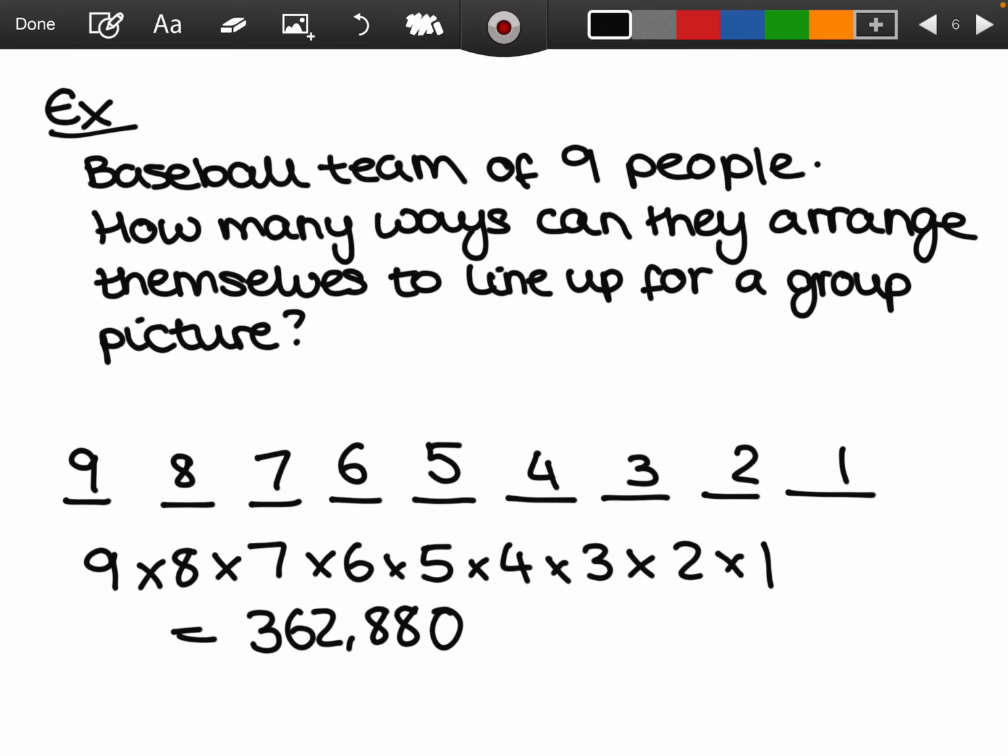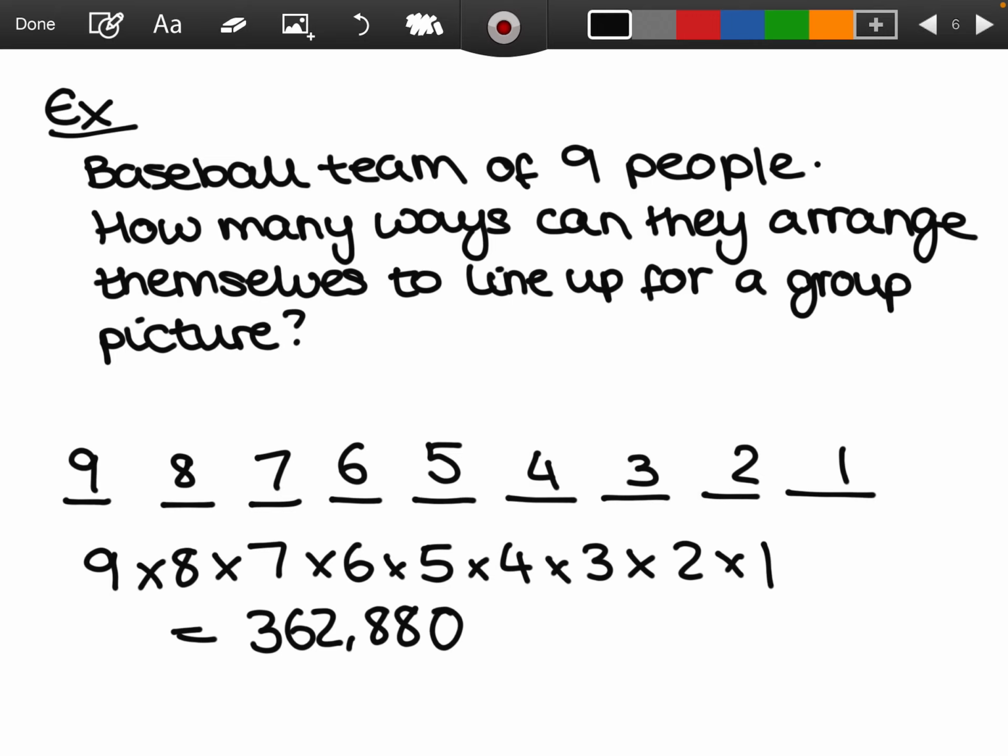So that's the number of possible ways that 9 people can line up in different arrangements, okay, depending on which player you pick to go in the first position. You then pick another player that could go in the first position, another player that could go in the first position, but each time you change that, you could also change the other players in their positions, and there's actually 362,880 ways that you could arrange 9 players in a line.